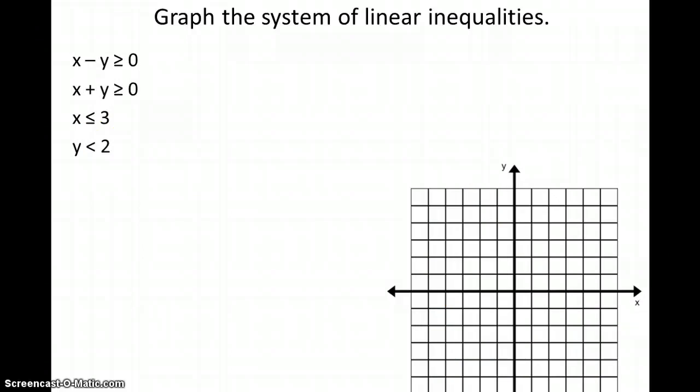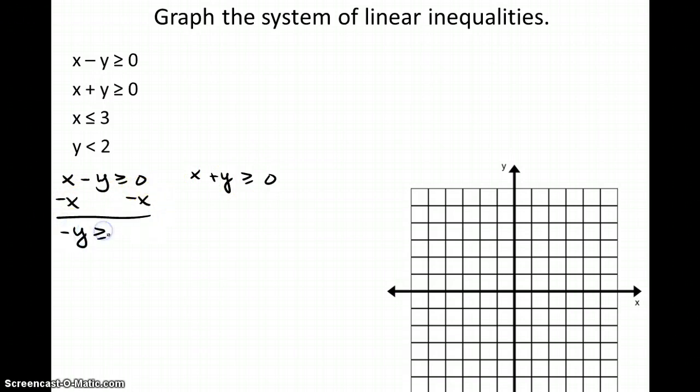The only difference between this system is that we have 4 different inequalities to graph instead of the 2 that we've just done. Graph each of these separately as we've done before. I'll show you this one, and you can do this one on your own. Subtracting x first from both sides, I'm left with negative y is greater than or equal to negative x. Dividing both sides by negative 1, we get y is now less than or equal to positive x. Don't forget that we switched the arrow because we've divided by a negative number.